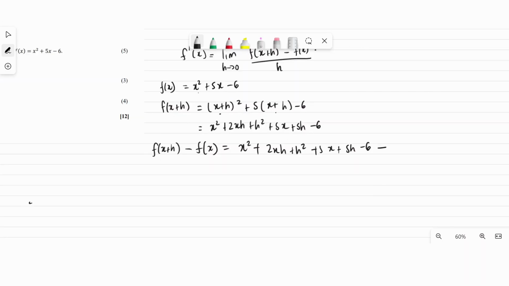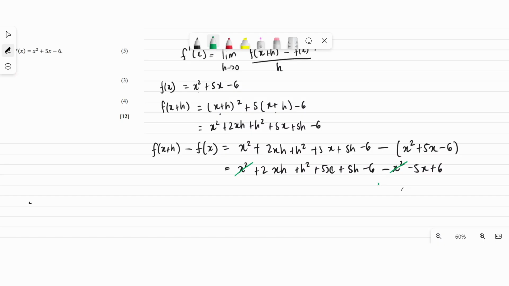So let's do that. Minus, then the f of x, I'm going to put it in a bracket. So here I'm going to distribute the negative. I'm going to write the first part the way it is. Then I'm going to group like terms or cancel anything that can cancel. What do we see? We see that positive x squared and negative x squared are going to cancel each other, because they give me 0. Then I see that positive 5x and negative 5x cancel each other because they give me 0, and negative 6 and positive 6 cancel each other.